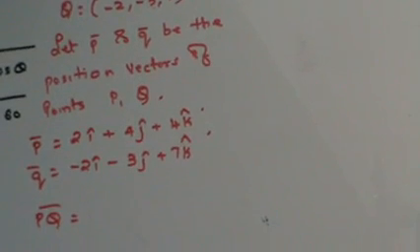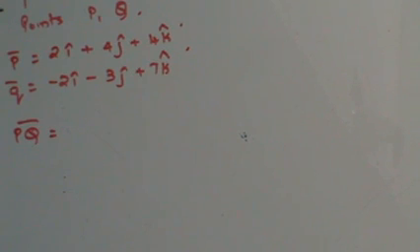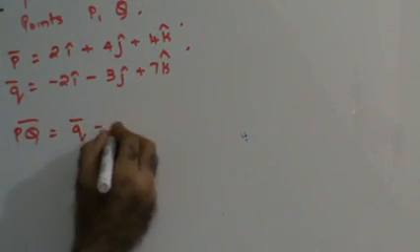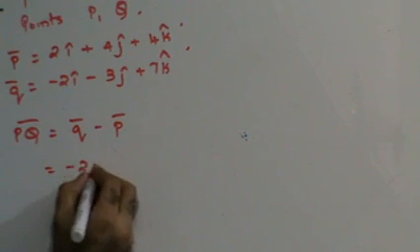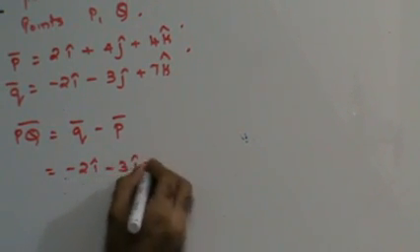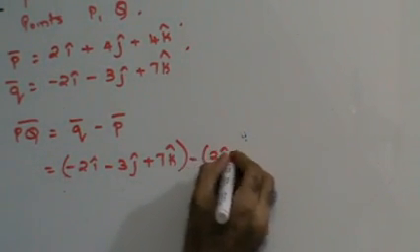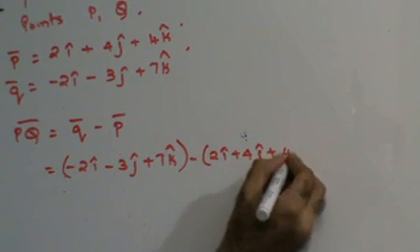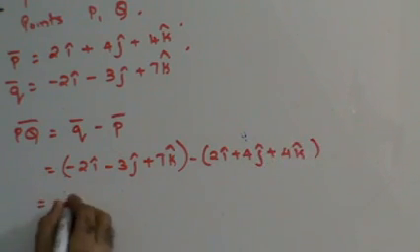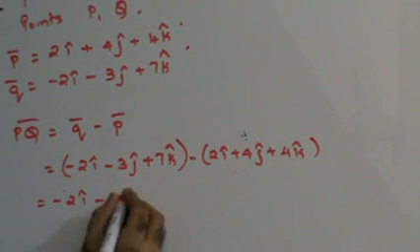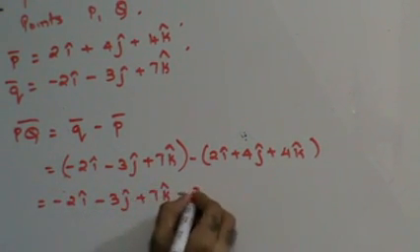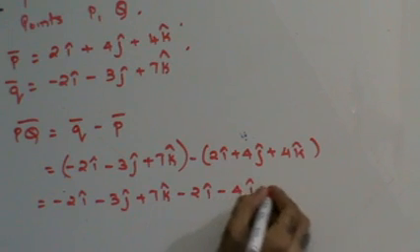Whenever you have to find a vector in terms of its position vectors, it is second term minus first term. It is the position vector of the second term minus the position vector of the first term. So this will be Q vector minus P vector. That's minus 2i vector minus 3j vector plus 7k vector minus P, 2i vector plus 4j vector plus 4k vector.